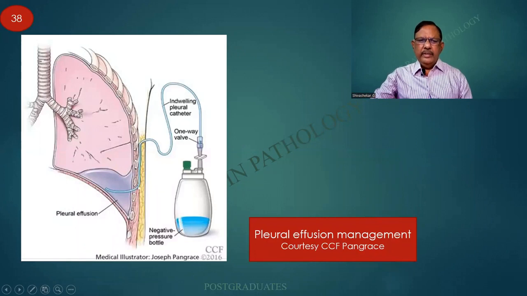This is what I said. This is the water seal drainage. So whenever there is a lung over here and then there is an effusion, it can be collected by means of this. So there is a pressure over here, owing to which you find that there is a negative pressure, the fluid accumulates over here and the airway is closed. So pleural effusion can be managed in this way also. Courtesy is CCF Pancreas, the person who has drawn this picture. Beautiful.